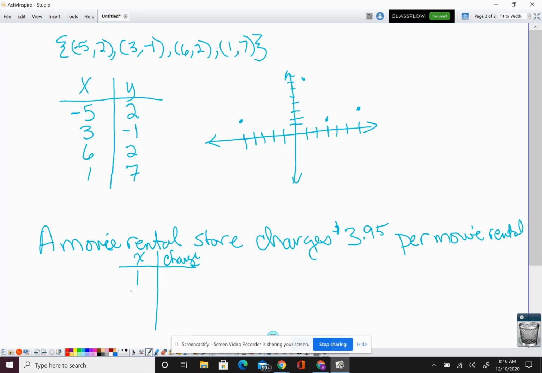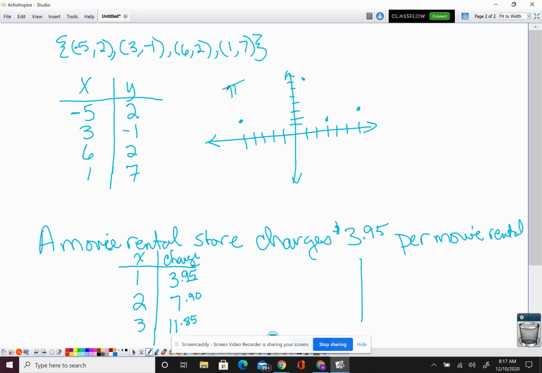Well, for one movie rental, what are you going to be charged? Yes, you're going to be charged $3.95. You're correct. For two movie rentals, you're going to be charged $7.90. Oh, you guys are really good at this. For 3 movie rentals, you're going to be charged $11.85, and so on.